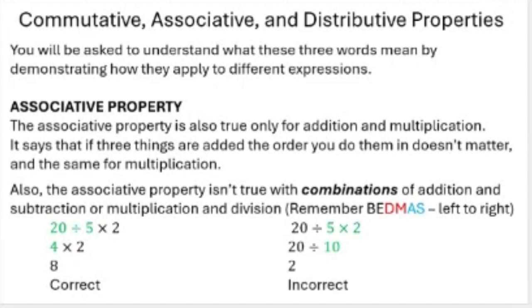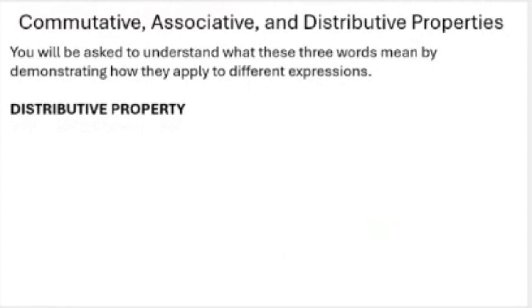So the associative property, one more time: which ones you choose to do first doesn't matter if you have a whole bunch of addition or a whole bunch of multiplication. Any other situation, any other operations, any combinations of operations, out the window, you've got to use BEDMAS.